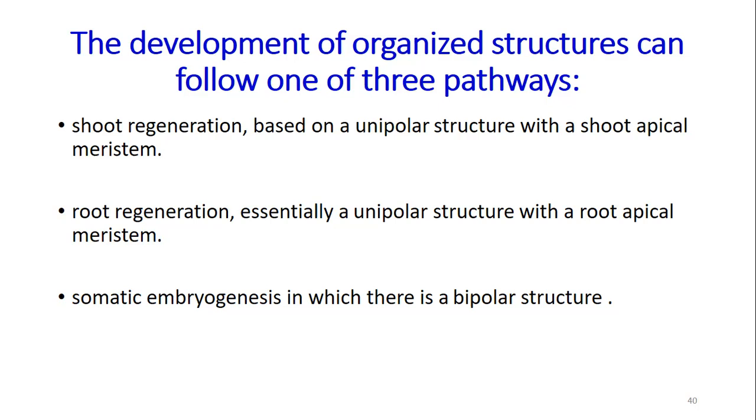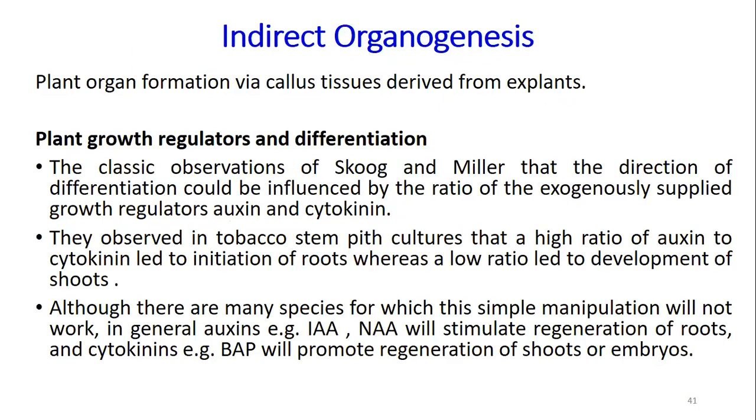Yes, madam. Okay, we'll go ahead. So now talking about the indirect organogenesis. Plant organ formation happens, but it has to go through the callus tissue formation. So you have your explant, you culture the explant, it would first form callus before you can find the development of your organized structures like the roots, shoots, and leaves. Okay. There are some growth regulators that help with this kind of organogenesis.